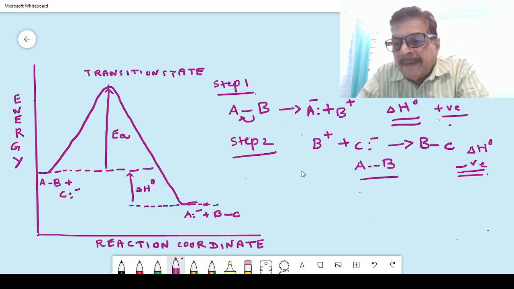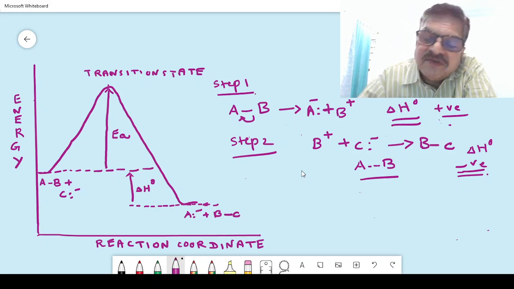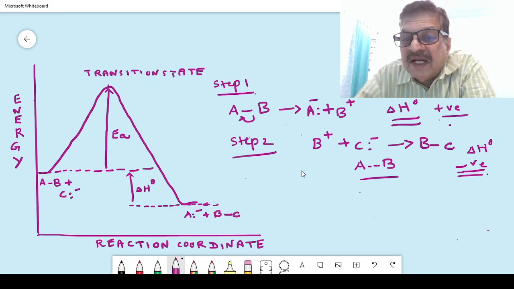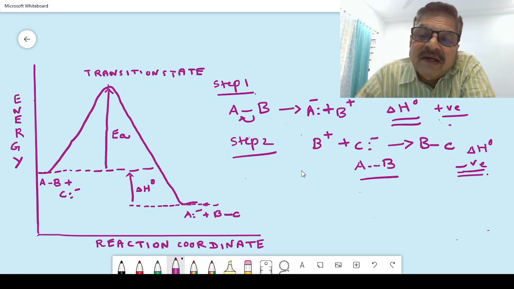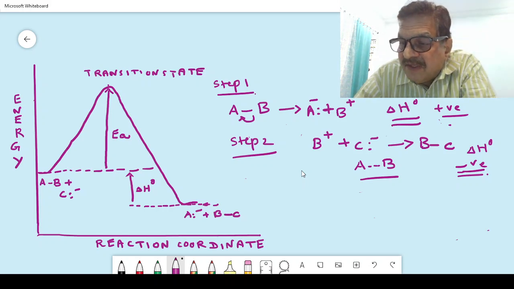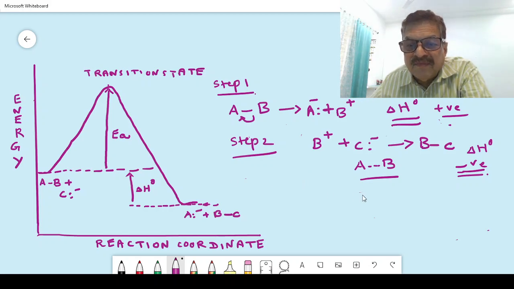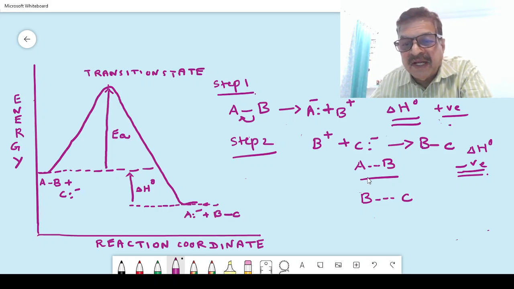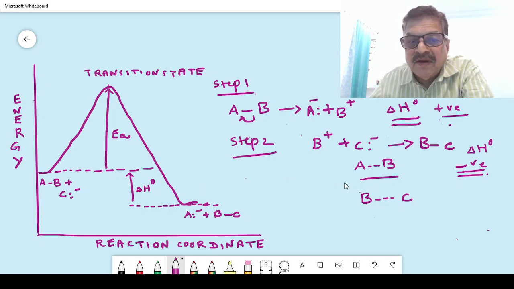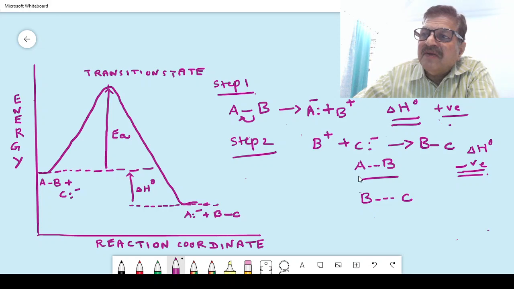Now in step 2, the BC bond is being made. In bond making, energy is released. Now delta H will be negative. The products will be at a lower energy compared to the reactants in step 2. And the transition state will be BC, that bond is partially formed here. So this is bond breaking and bond making. Step 1, bond breaking, so in the transition state, the AB bond is partially broken, and in the step 2 transition state, the BC bond is partially formed.